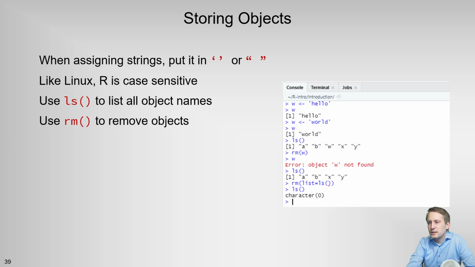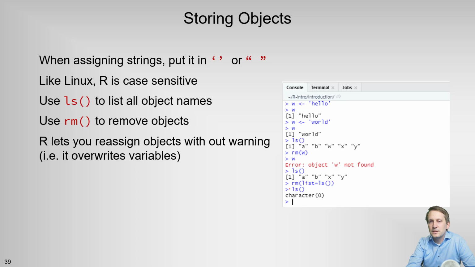So how does it do that? ls first pulls a list of all the objects that are in memory, and then you pass this list of objects to the list argument of the rm, the remove command. So it will first execute this ls to get that list, pass it to the rm function, and that will then proceed to remove all of those objects.